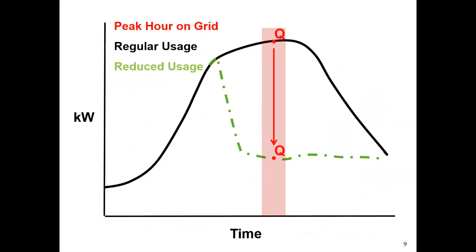So this graph illustrates maybe the usage that might be happening in, say, your high school, where the black line is what your demand would do throughout the day. But on the day when we expect it to be the peak day, during what we expect to be the peak hour, you're going to want to try to reduce your facility's usage so that you're going to be billed for a lower quantity.